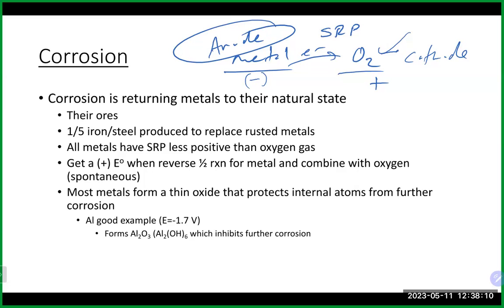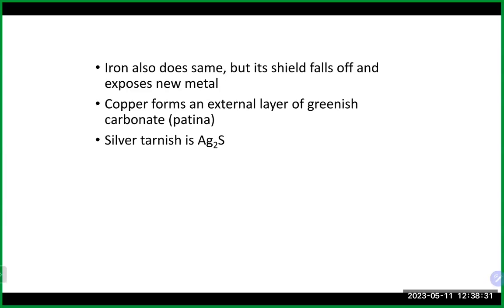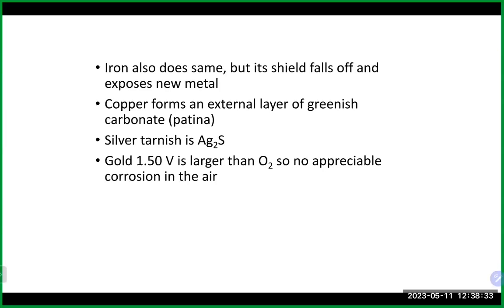So for example, aluminum can do that. Aluminum will make a thin little layer as it goes through oxidation, and it will actually prevent further corrosion of the metal underneath. Iron does the same thing, except the problem is that it falls off, which exposes more new metal to oxidation. That's rust, basically, right? So when iron starts to rust, it does create a layer, but that layer is pretty brittle and will fall off and expose brand new metal to oxidation.